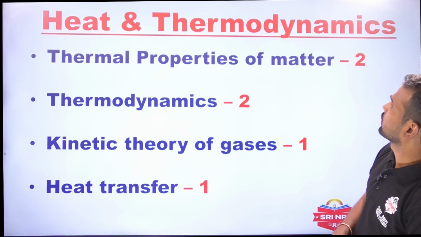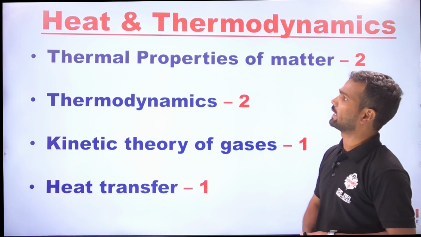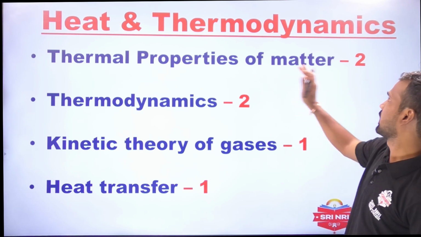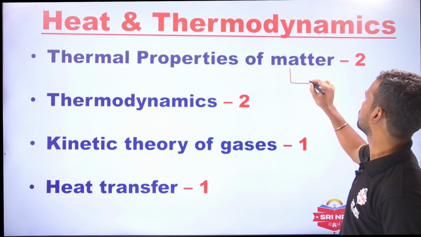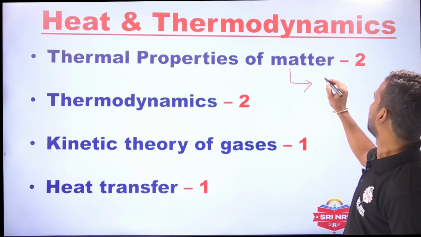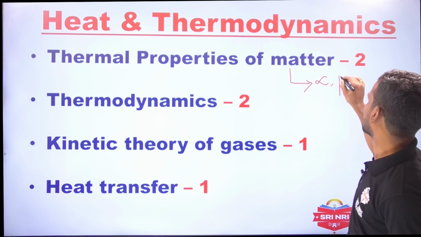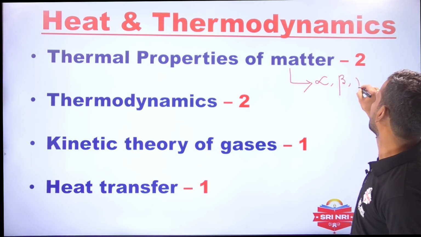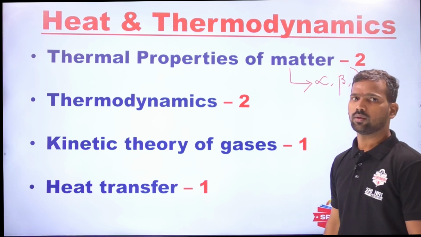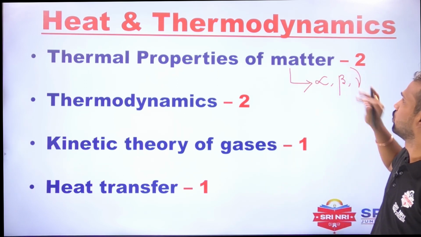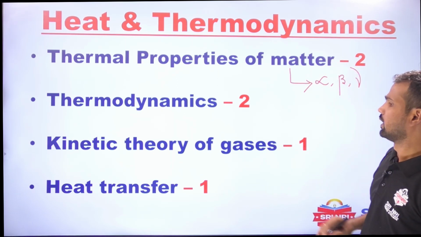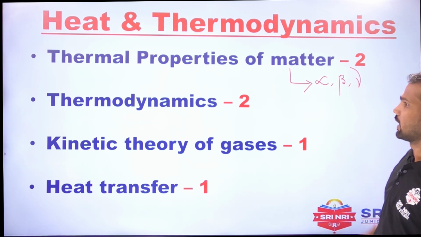Next, heat and thermodynamics. In heat and thermodynamics, thermal properties of matter. Here, coefficient of linear expansion alpha, coefficient of areal expansion beta, coefficient of volume expansion gamma. Based on that, you may get two questions.